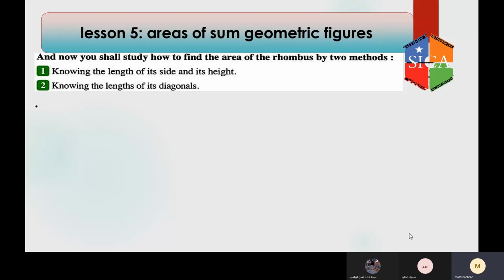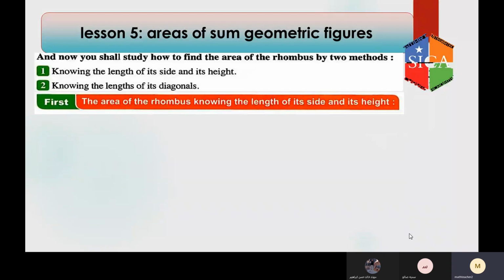The rhombus is a parallelogram. Then its area equals the area of the parallelogram, which equals side length times the corresponding height. But here, all its side lengths are equal, then the heights will be equal. Then the area of the rhombus, knowing the length of its side and its height, will equal side length times height.